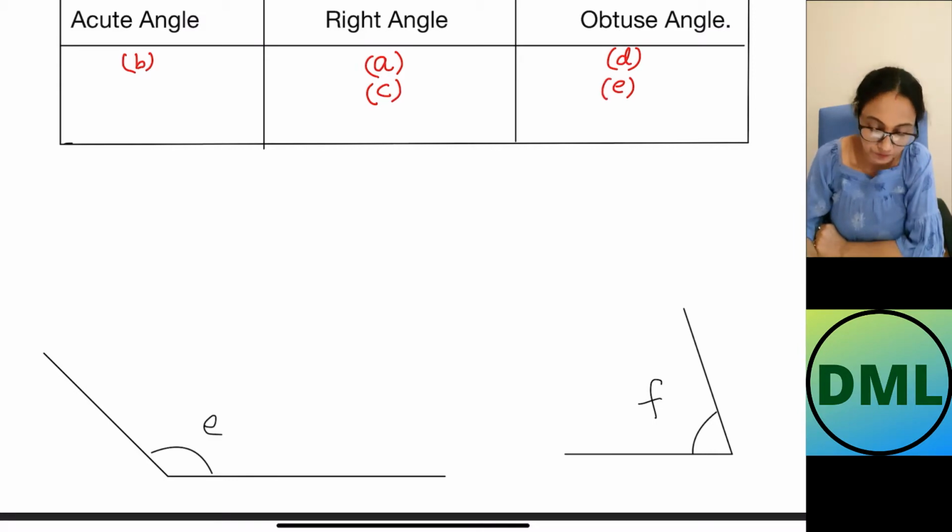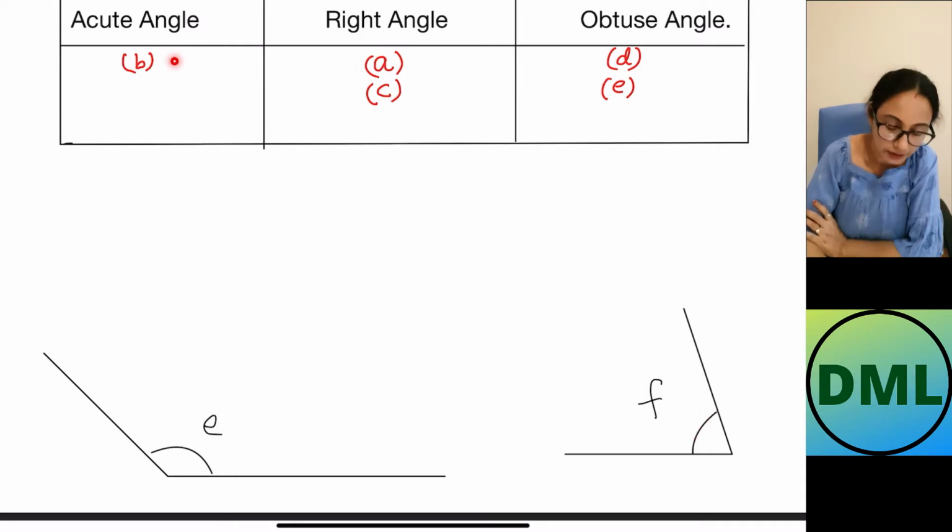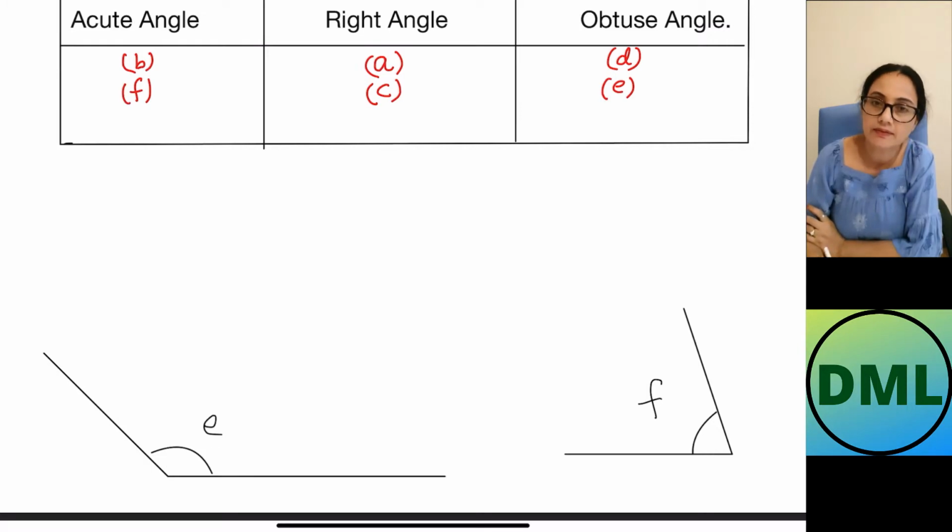Let's look at the next figure. We have the first line here and this is our second line and they are making an angle F here. Is F an acute angle, right angle or obtuse angle? F is an acute angle. So that means I need to write down F in acute angle. Let's write down F in acute angle. Let's see one more example.